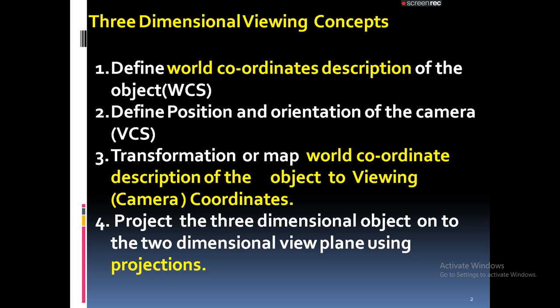The view plane is nothing but one virtual plane. On the virtual plane, we are projecting the image with the help of projectors, or with the help of projections. So these are the four steps we need when we want to display any three-dimensional object on the screen of the monitor. We'll see step by step how to represent the position of the object and how to represent the position of the camera. So we'll go to the first step.